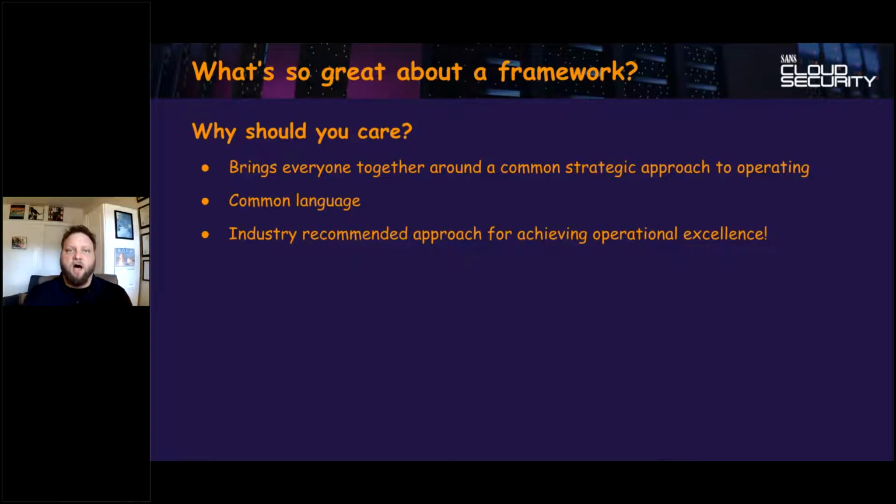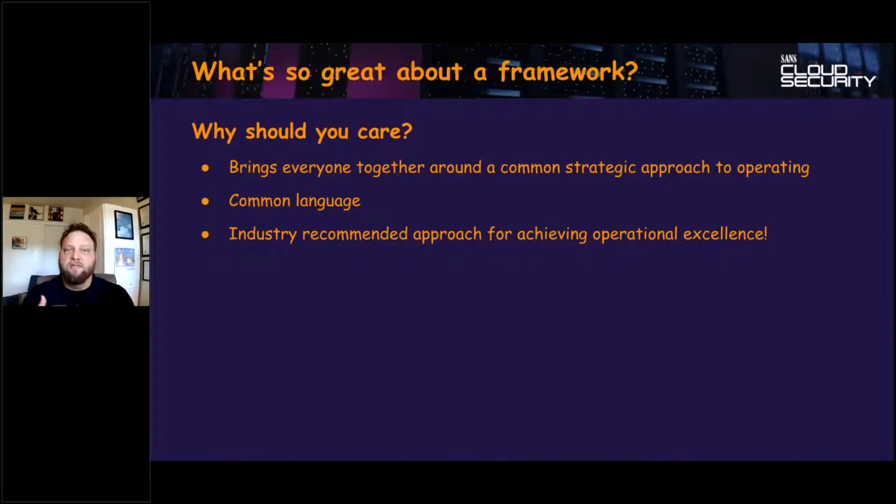Good question. Other than not wanting the wolf to blow your house down, we should care about and use frameworks because they bring everyone together around a common strategic approach to how we're going to operate. If everybody's on the same page and everybody's focused on the same goals, we're able to operate more efficiently. We're focused on the same things.